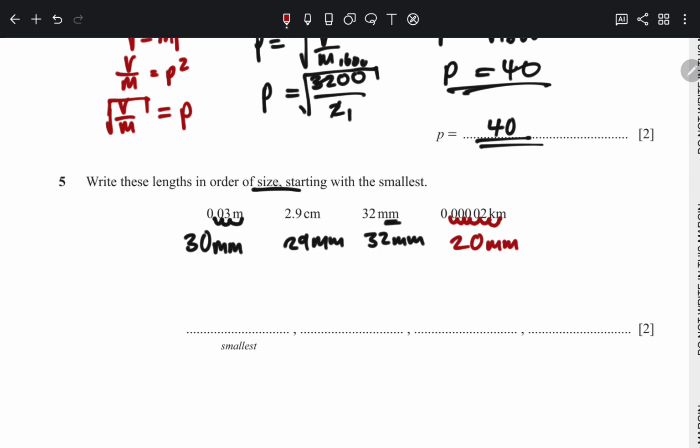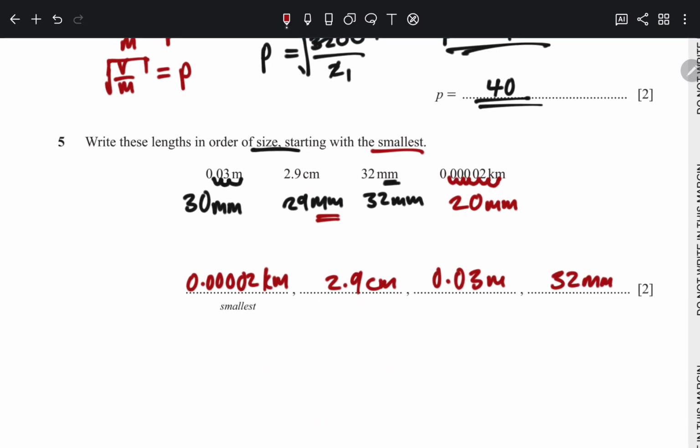Now, which one is the order of size starting with the smallest? Starting with the smallest is the 20 millimeters, which is the kilometers. So you say 0.000 02 kilometers. Remember, when you're writing, you write the form which they had given you. Then the next one after 20 is 29, which is 2.9 centimeters. Then the next one is 30, which is 0.03 meters. And then the last one will be 32 millimeters. How good is that? This is going to be our solution, and we are done.